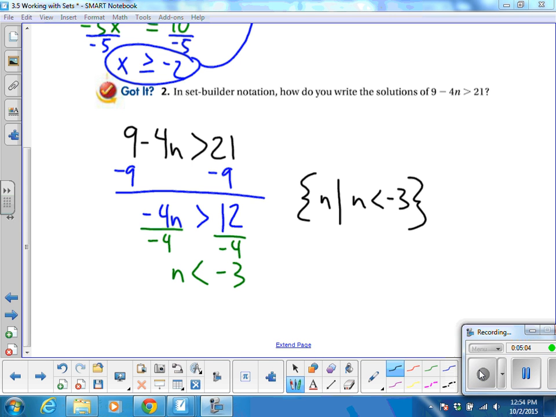Notice in my set builder notation here that I don't have any extra words, and that's because there are no special requirements like even numbers or odd numbers or multiples. If I have those, then I need to include that in my set builder notation. But right now it's saying all real numbers n such that n is less than -3.